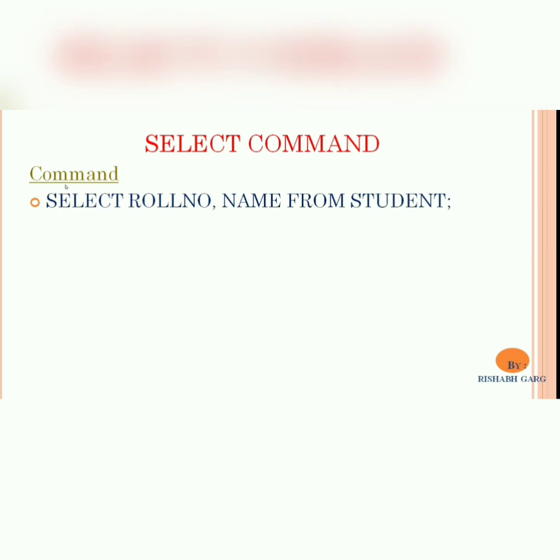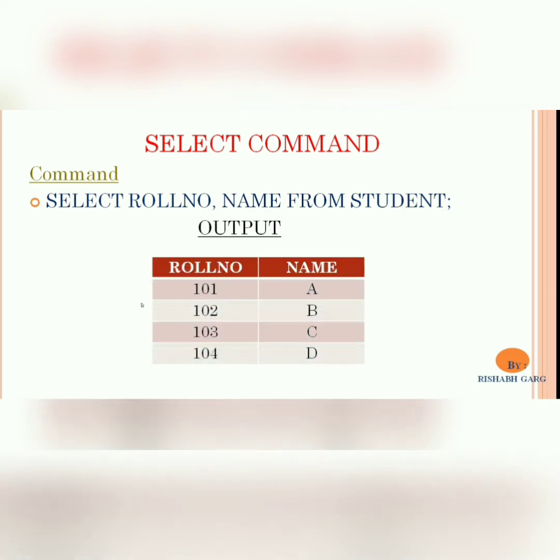First we will write the select command, then we will write our field names which we want to display, that is roll number and name. Remember both fields will be separated with the help of commas. Then we will write the from keyword, and then we will write our table name, and at last we will use the semicolon for terminating our command. When we execute this command, the following result will be displayed. First the roll number field will be displayed, and after that the name field will be displayed.